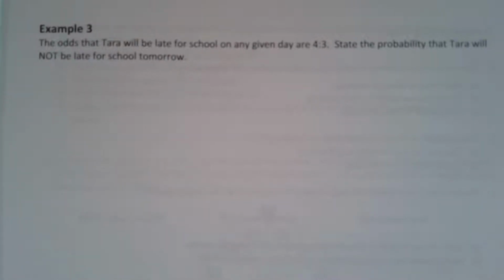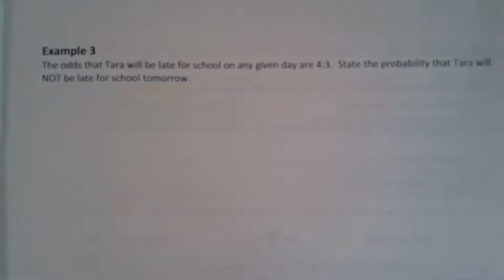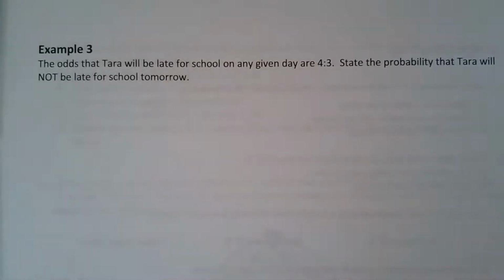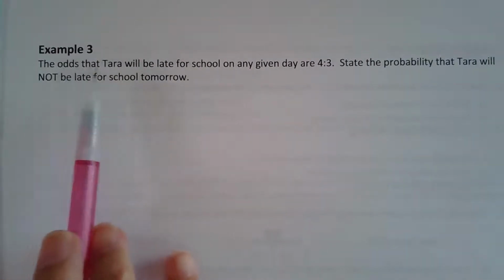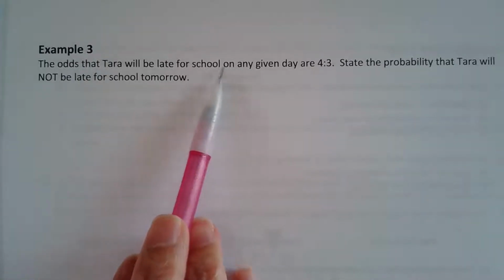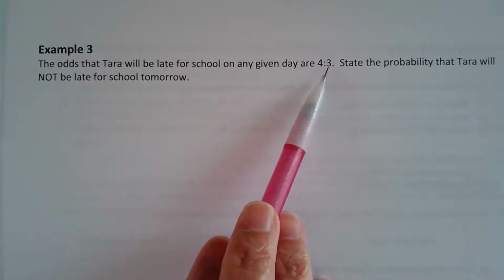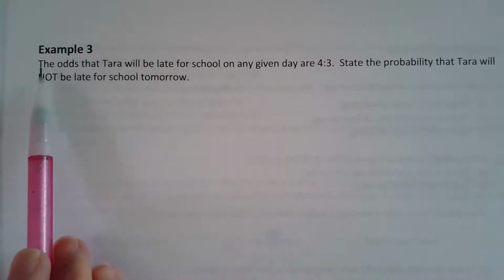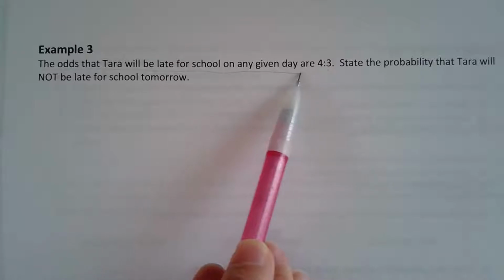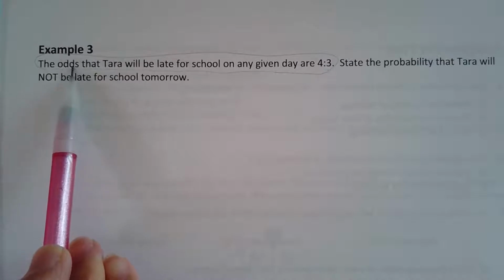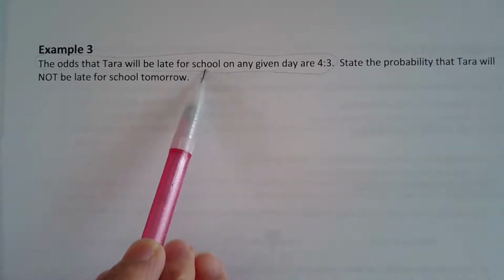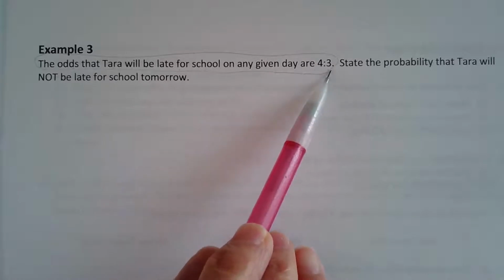Okay, so let's take a look at example 3. Let's read it out first. Example 3. The odds that Tara will be late for school on a given day is 4 is to 3. Let's just interpret that for a second. They're giving us the odds. Odds that Tara will be late for school is 4 is to 3.